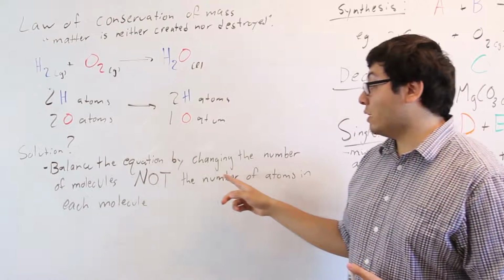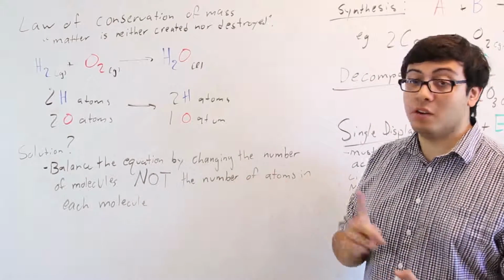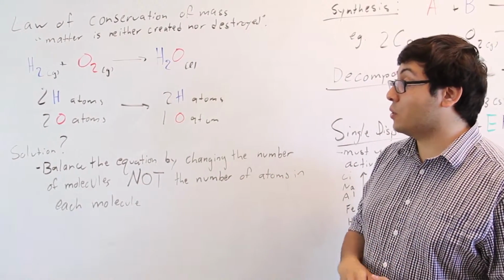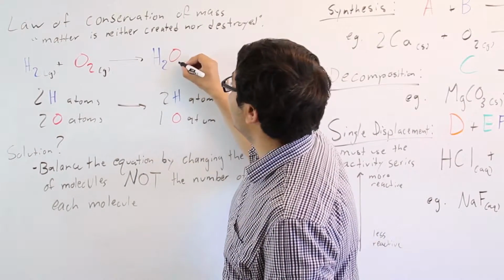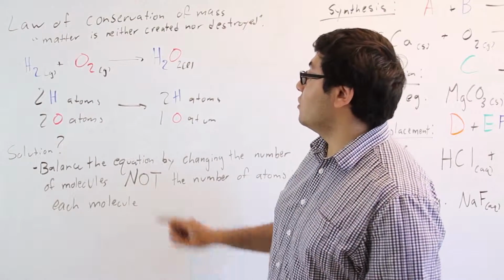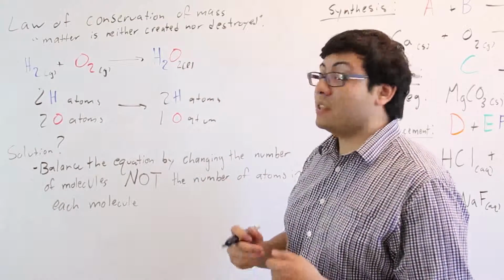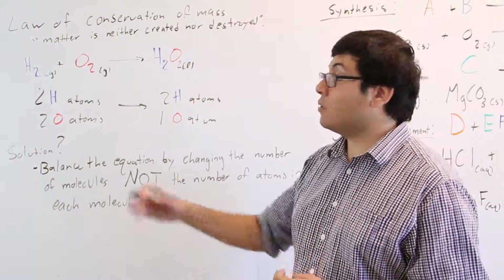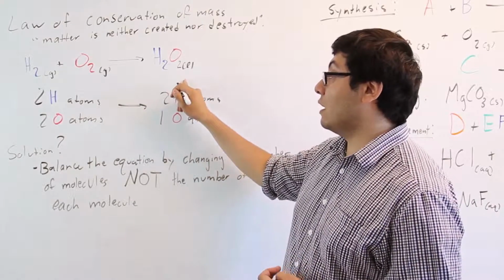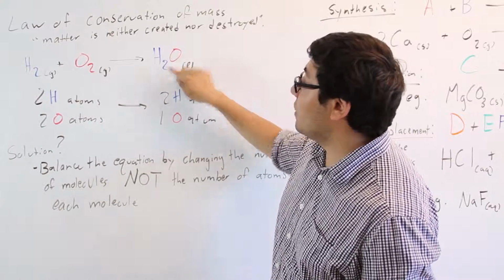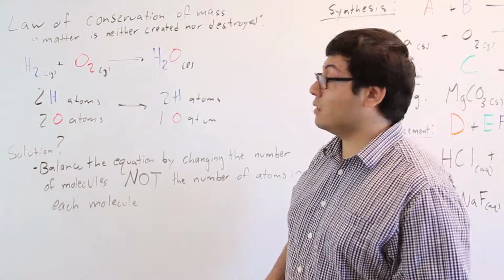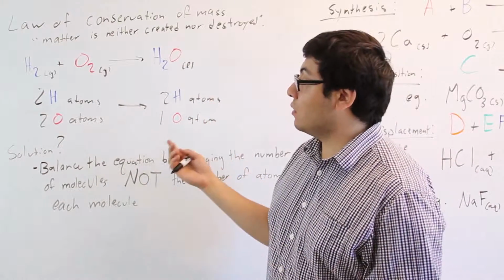We need to balance the equation by changing the number of molecules, but not the number of atoms in each molecule. So the easy solution, which would be wrong, would be for me to put a 2 over here. So now I have 2 oxygen atoms. But this changes the reaction completely. Now we're not making water, we're making hydrogen peroxide, which is a completely different chemical. But the reaction told me that we're making water. So I need to balance this. So let's take a look at it.